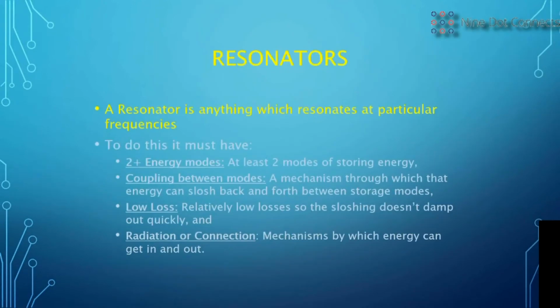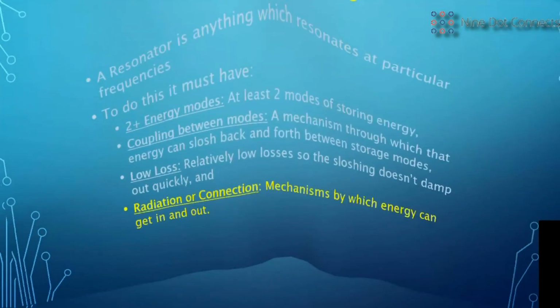So let's talk about resonators. A resonator is anything which resonates at a particular frequency or set of frequencies. To do this, it has to have several things, 4 of them in particular. It has to have 2 or more energy modes, and there must be some mechanism by which that energy can slosh back and forth between the storage modes. It needs to have relatively low loss, so the sloshing doesn't damp out very quickly, and it needs to have some form of connection or radiation in and out of it by which it can interact with the outside world. So what about conductors? Can they be resonators?